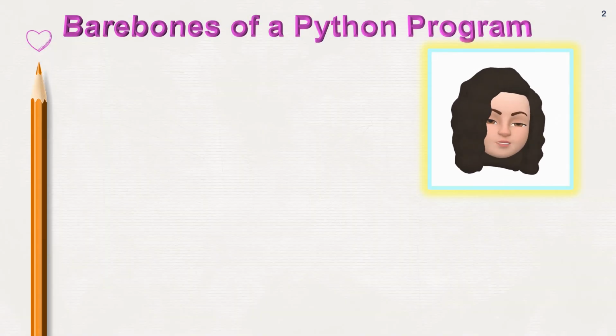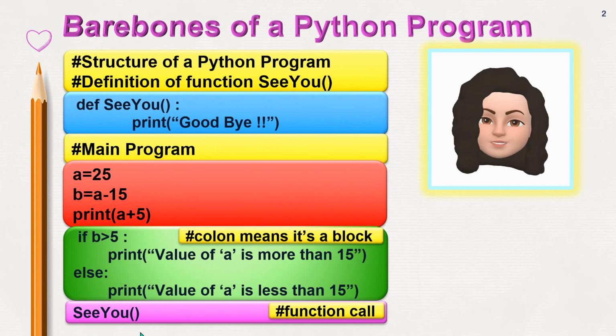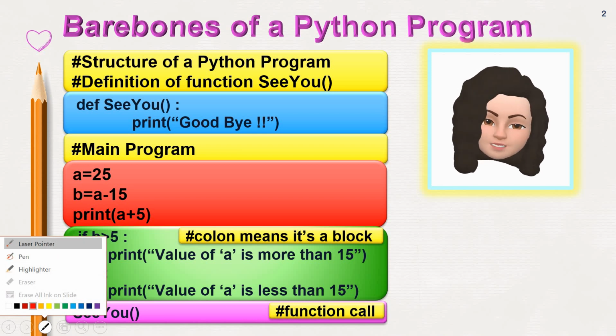Bare bones of a Python program. What do you mean by bare bones? It is nothing but the structure of a Python program, or the elements of a Python program. Have a look at this simple program. Here I have given different colors for different elements of the Python program.